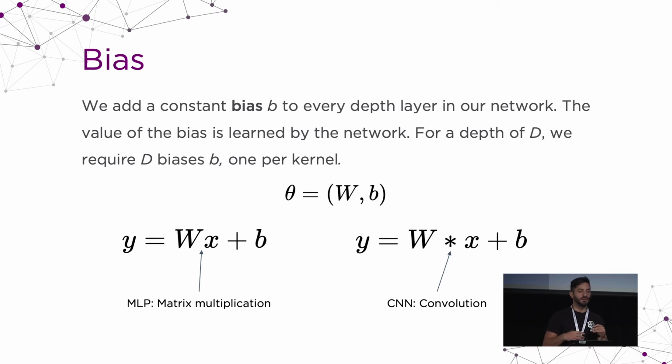Another term that was a little bit overlooked in the animation is the bias. Just like in multi-layer perceptrons, we have to add a constant bias B to every depth of the layer in our network. So we do these convolutions, and this is another learnable parameter. The network will figure out which bias to add to offset the output feature maps, based on what the network decides is best for the specific task at hand. And again, if you look at the matrix multiplication in the case of MLPs, it's very analogous to the CNN convolution. The only difference really is the operation that we're using.